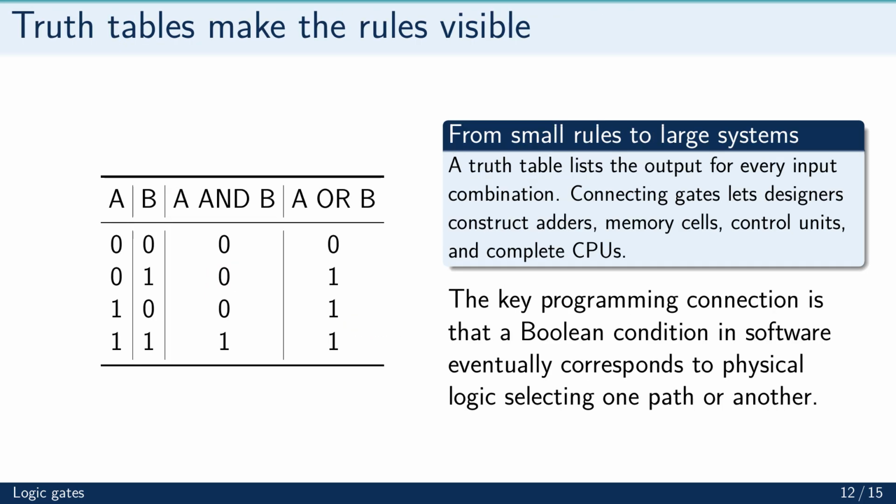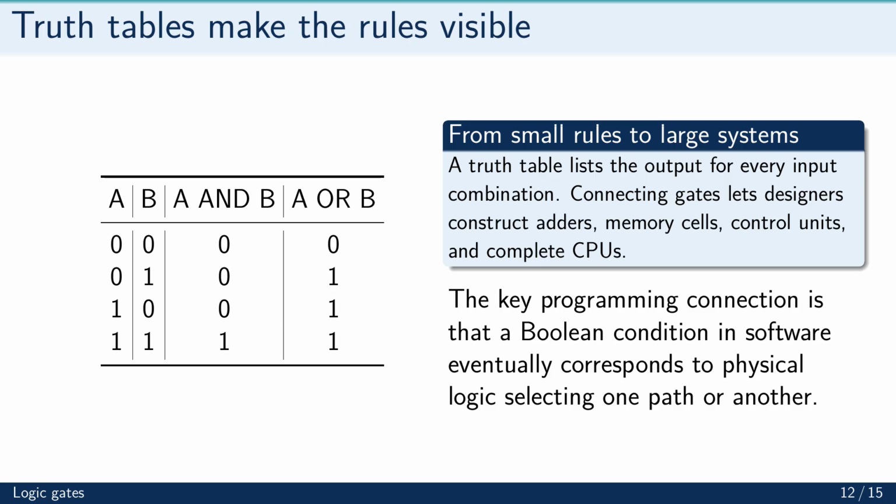Truth tables make the rules for logic gates explicit. Each row lists a possible combination of input values and the output produced by a gate. For an AND operation, only the row with 2 ones produces 1. For an OR operation, every row with at least 1 1 produces 1. A table like this may look simple, but it provides an exact specification that can be implemented in hardware or used to reason about a program condition.